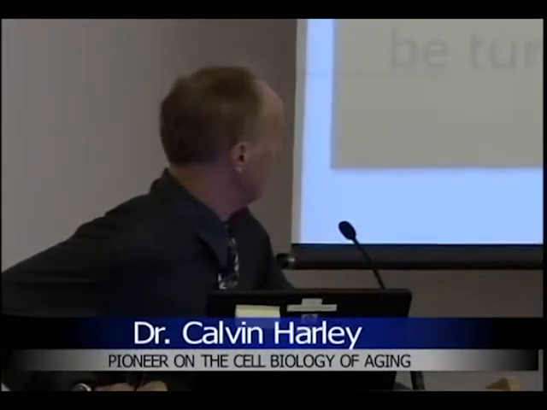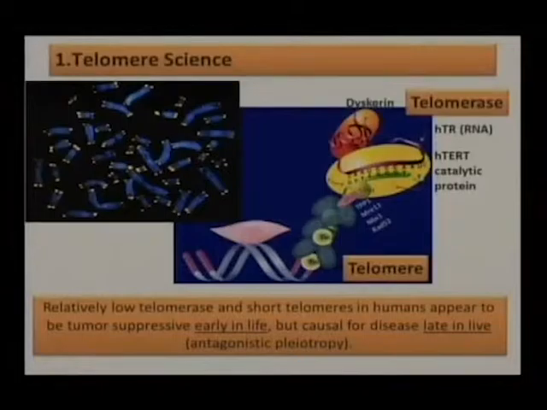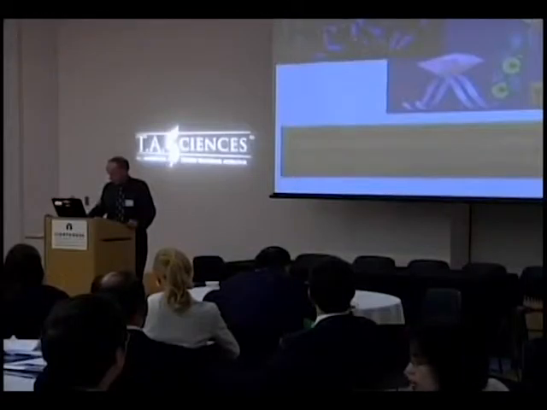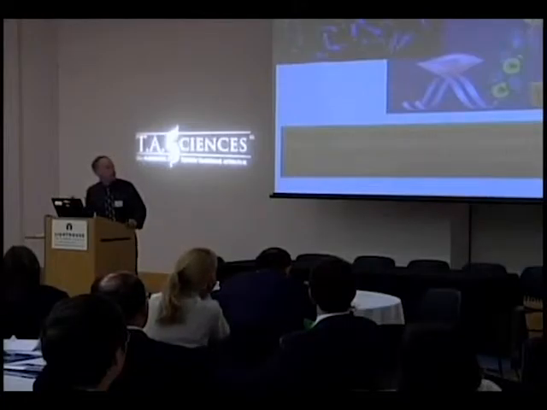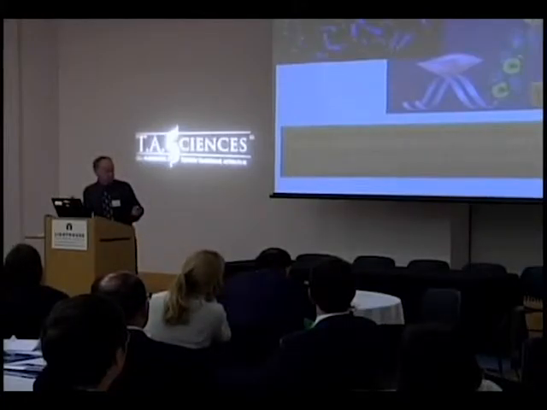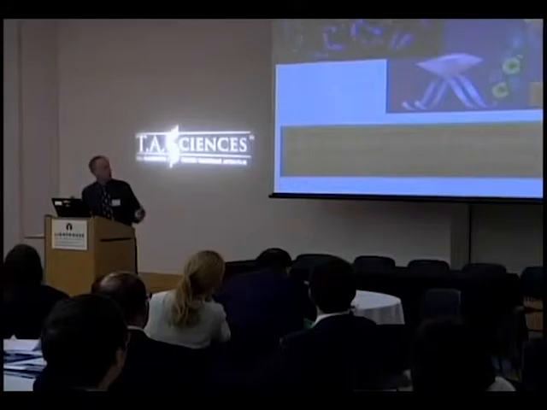Low telomerase and short telomeres in humans appears to be a tumor suppressive mechanism early in life, but causal for disease late in life. And this is something that's commonly used in the evolutionary field to be considered as antagonistic pleiotropy. And this will come back up in the area of what the cancer risk might be with respect to telomerase activation.